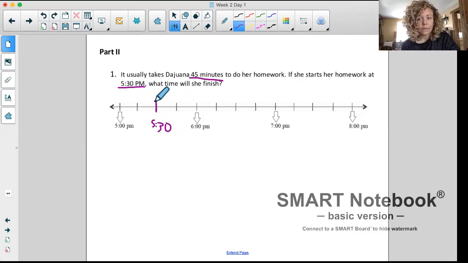All right, 5:30, and then we go 5:30 to 6 o'clock is 30 minutes, and I need 15 more to make 45. It's going to land right there, and that is 6:15. So she is going to finish her homework at 6:15. That's your answer. So make sure you circle it or write it somewhere else. You can write a statement. Dawana finishes her homework at 6:15. You can write that because you have lots of room on your packet.